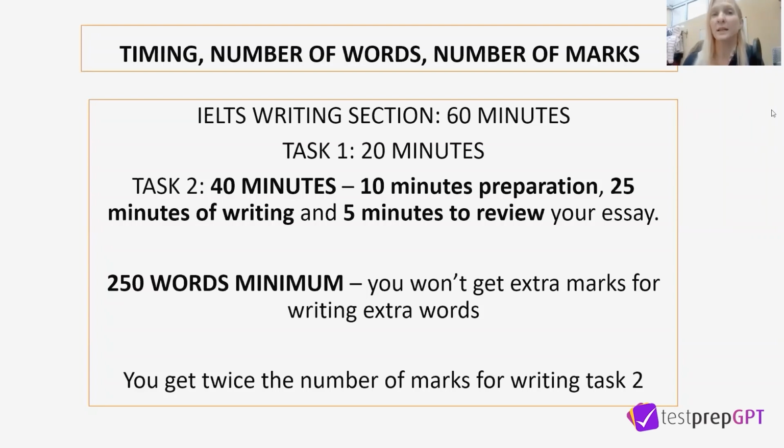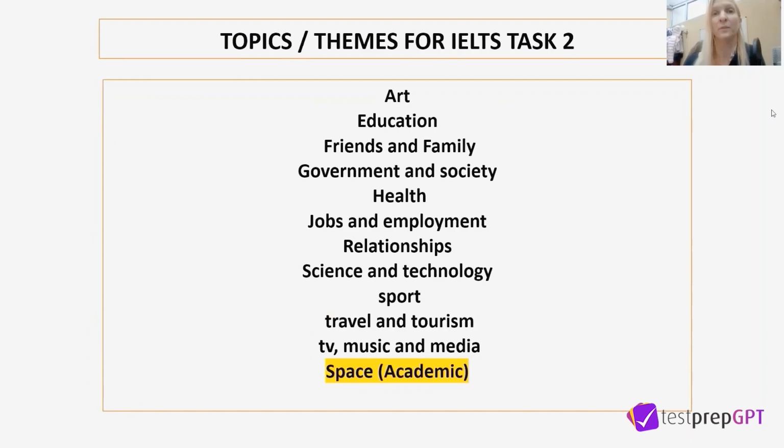Regarding task 2, give yourself 5 to 10 minutes to prepare. Give yourself 25 minutes to write, because after all, this is longer than writing task 1. And give yourself a few minutes at the end just to go back and check, because you want to correct any misspellings or grammar errors so that you don't lose points. And don't forget, you get twice the number of marks for writing task 2, so it's worth it to spend more time on writing task 2.